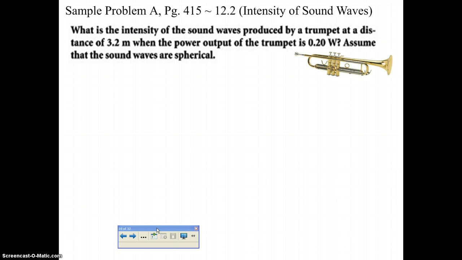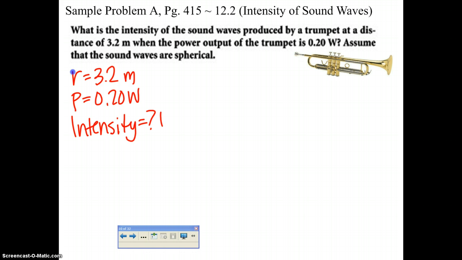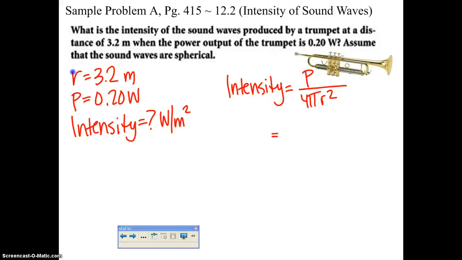Here's our sample problem. The intensity when you're at a distance, it's obviously circular, right? Because it's going on in all directions, so it's really called radius. 3.2 meters. The power output is 0.20 watts. What is the intensity? Once again, write out the word intensity. Do not just abbreviate it I. That is wrong. The equation that you want to use, intensity equals power over 4 pi r squared. Nothing needs to be changed. We got meters, we've got watts, so your intensity is the way it is. We don't need to rearrange the equation.